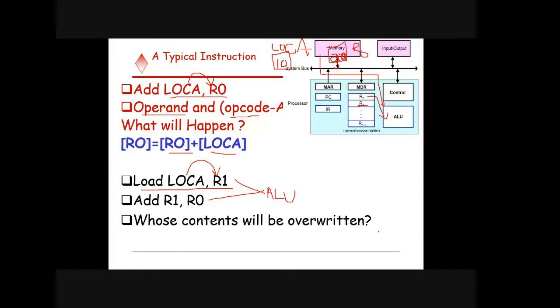Whose content will be overwritten, whether R1 or R0 or location A? When I am executing this instruction, add location A, R0, whose content will be overwritten?